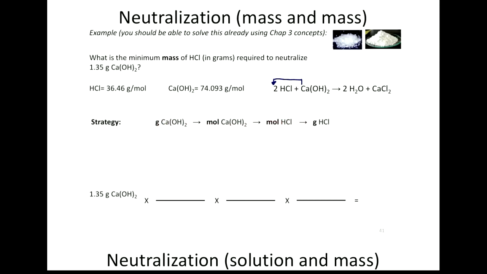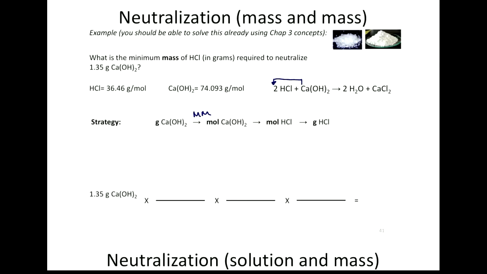To go from the value that's given here, 1.35 grams of calcium hydroxide, how do I get to moles of calcium hydroxide? How do we do that? Go from grams to moles. Molar mass, very good. And I even give it to you. All right, then how do we go from moles of calcium hydroxide to moles of HCl?